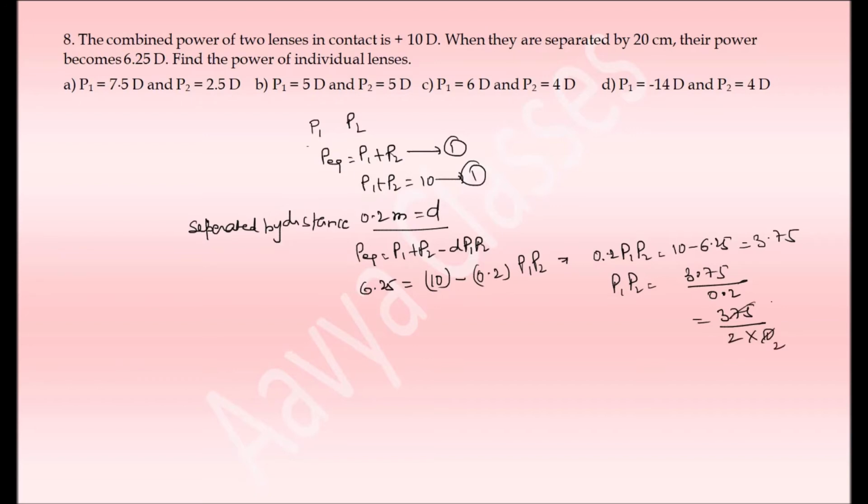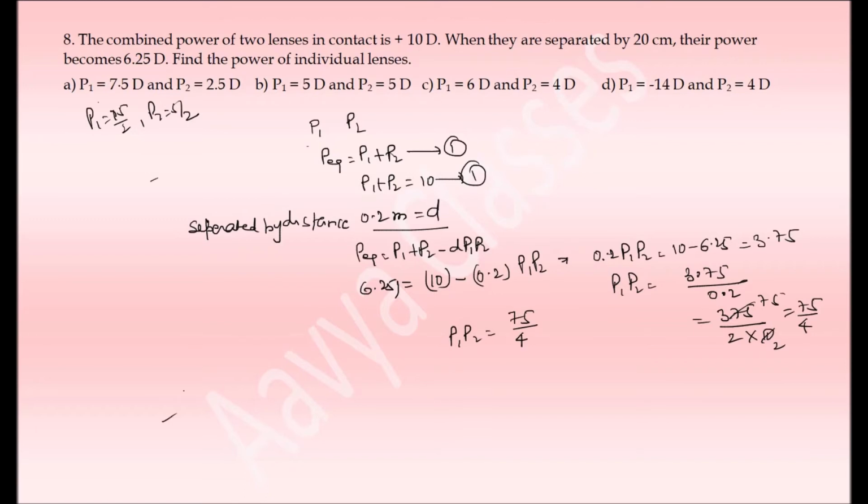So clearly we get it's 75 by 4. So from there we get P1 P2 is equal to 75 by 4. Now if you go by the options, then clearly as per this option, Option A is correct, where P1 is equal to 15 by 2 and P2 is equal to 5 by 2. So option A is correct.